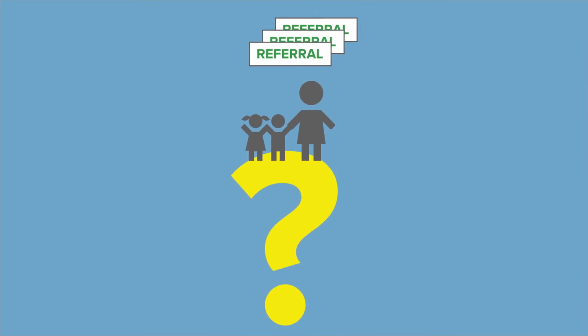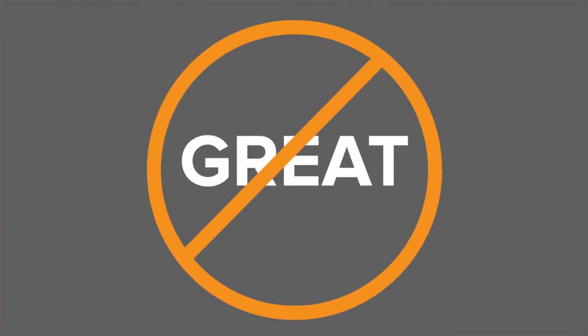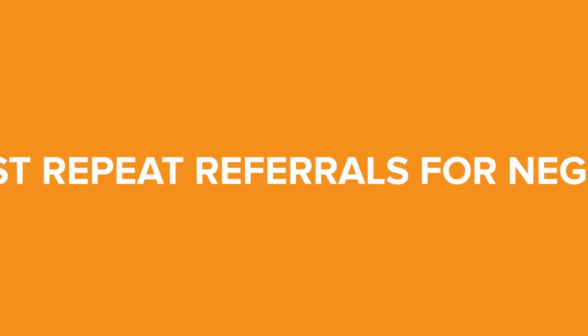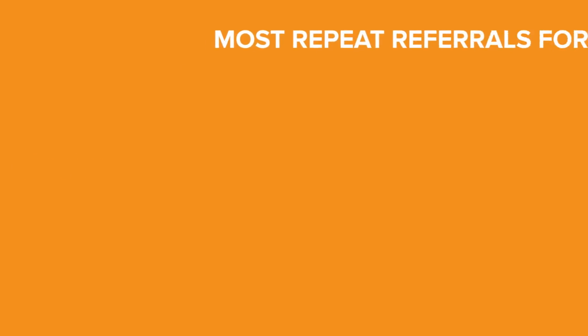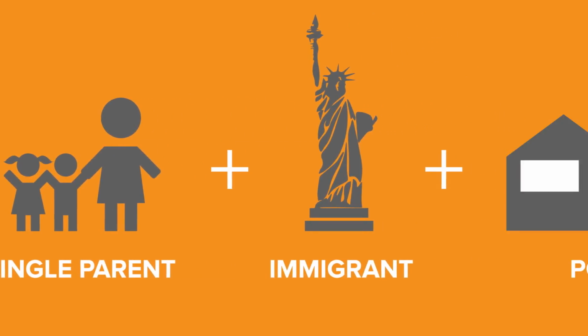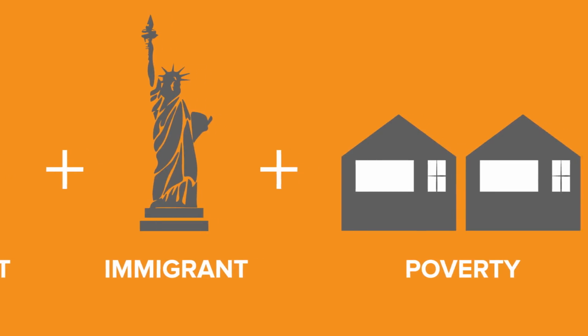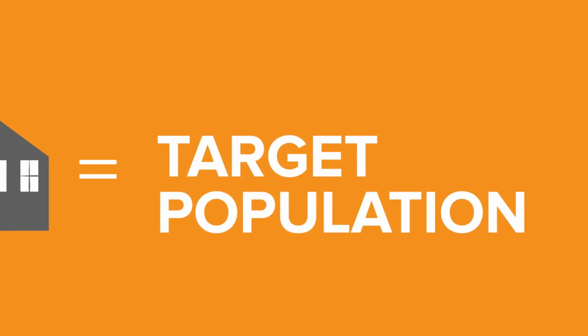Right. That state's intervention might be great for your agency to implement, but it also might not. There's more work to do before you choose any particular solution. Well, let's imagine that we learn from our team's assessment of the problem that most repeat referrals for neglect were for single-parent, immigrant families in neighborhoods that are experiencing high rates of poverty and homelessness. This would be our target population.